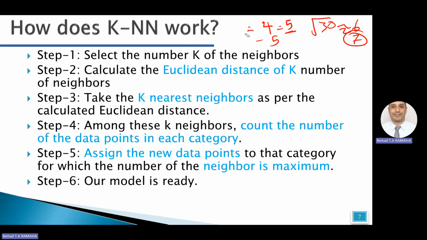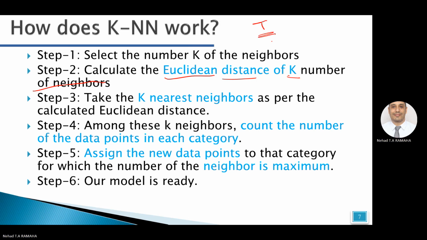So the next step is to calculate the distance. Calculate the Euclidean distance to the K number of neighbors. So we have a new element, for example T. We have to classify it. So we will calculate the distance between T and the whole data set. Then we will take the K nearest neighbors. This is the third step.